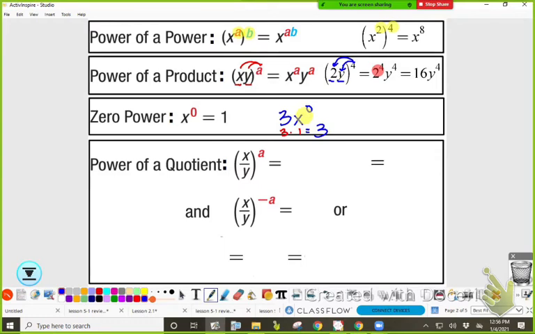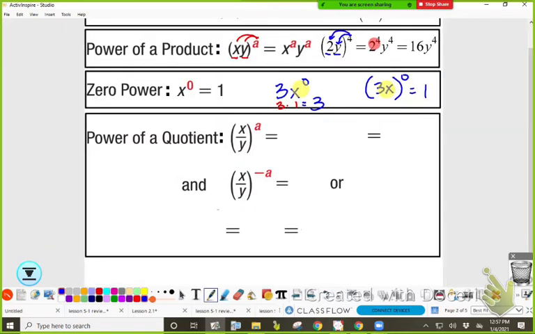If 3x was in parentheses raised to the 0, then all of that is raised to the 0, so that would be equal to 1. So you've got to watch out for that when you have 0 exponents. Anything to the 0 power is just equal to 1. But over here, the only thing that is 0 power was the x, not the 3. If it's in parentheses, then the whole thing was a 0 power.